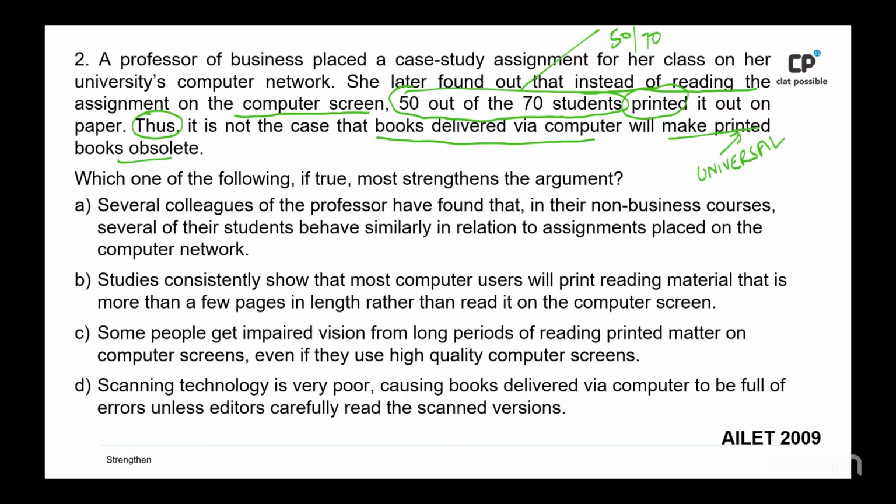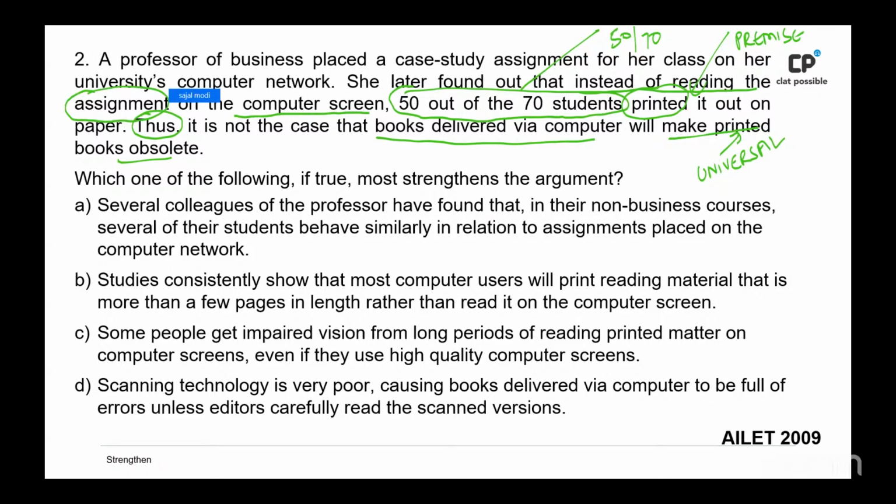The other problem with this argument is just look at the evidence. So we can say this is the premise. This is the premise. And look at the conclusion. So in the premise, the author was talking about assignments.